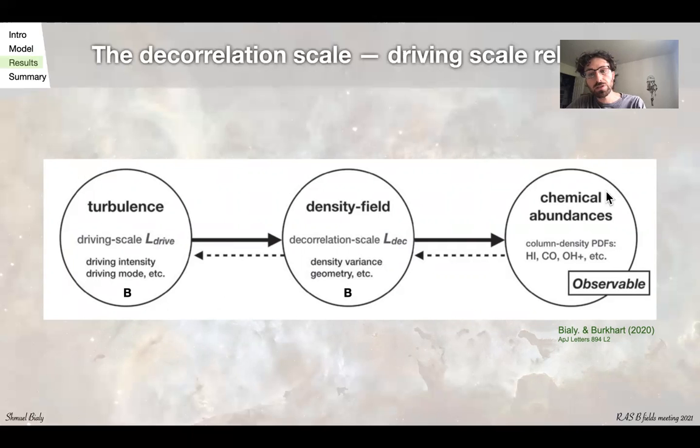Finally, the density field dictates the abundances of chemical species. This is something we can observe, and then from the observations, the idea is that we can deduce the density field and back the turbulence, where the relationship between the decorrelation and driving scale is critical for this route to be achievable. Of course, there are many other steps to do this more robustly, but this is basically the idea, and this is a key relationship to be able to deduce the turbulence and the density field from the observations.